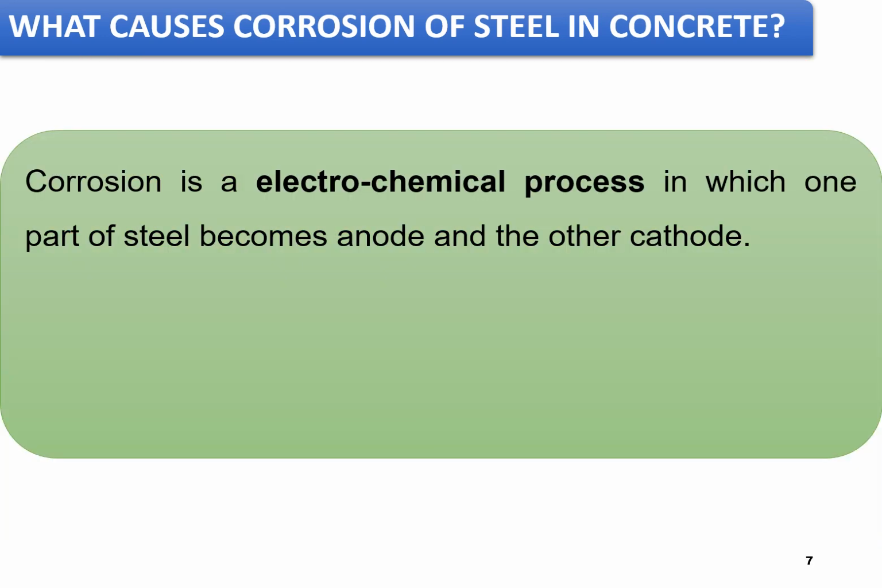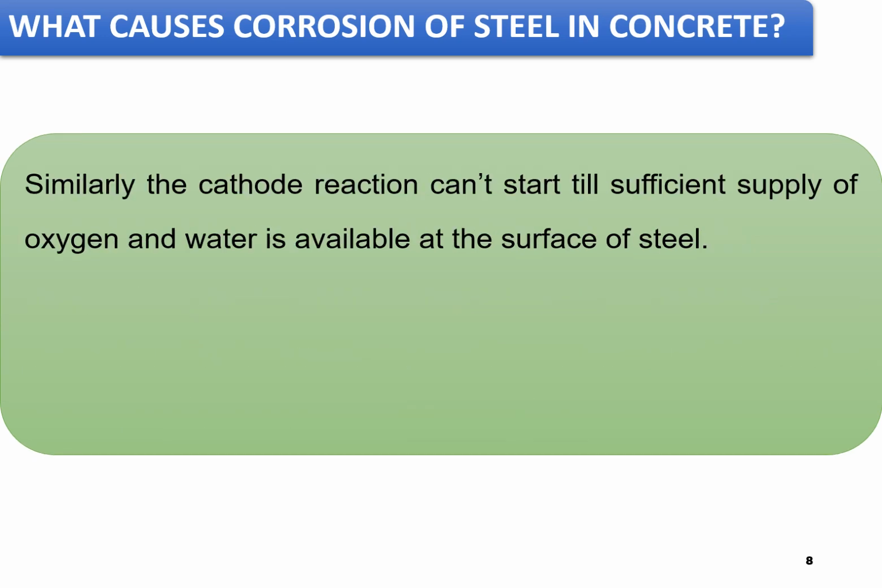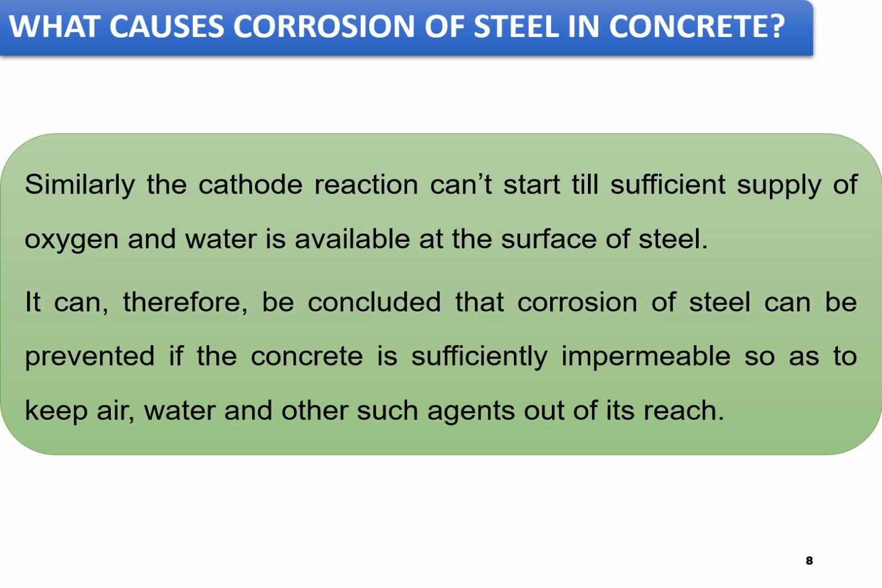Corrosion is an electrochemical process in which one part of the steel becomes anode and the other part becomes cathode. Fortunately, anode reactions can't start till the passive ferric oxide film is destroyed by acidic medium or made permeable by the action of chloride ions. Similarly, cathode reactions can't start till a sufficient supply of oxygen and water is available at the surface of the steel. It can therefore be concluded that corrosion of steel can be prevented if the concrete is sufficiently impermeable so as to keep air, water and other agents out of its reach.